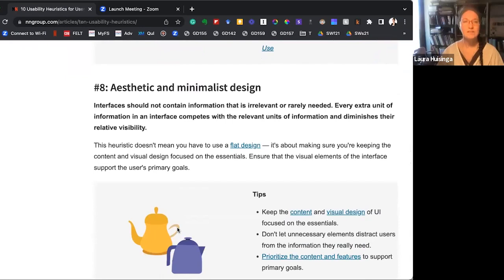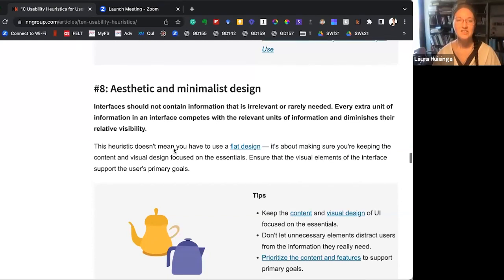Number 8 is aesthetic and minimalist design. Interfaces should not contain information that is irrelevant or rarely needed. Every extra unit of information in an interface competes with a relevant unit of information and diminishes their relative visibility.